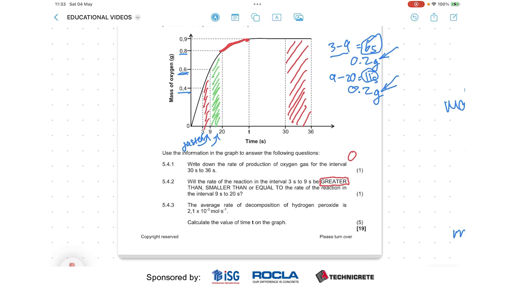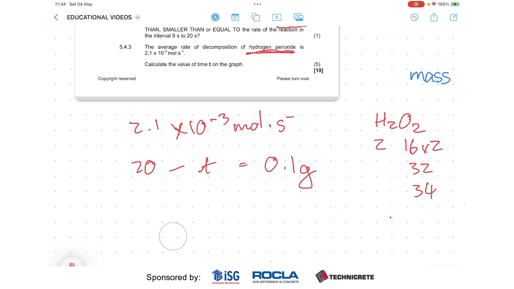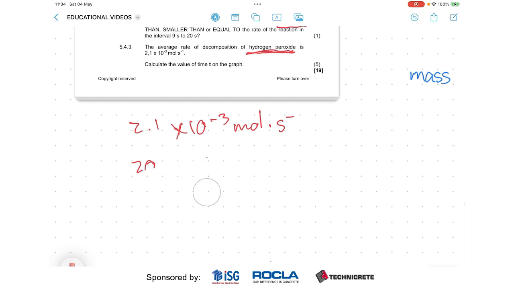Okay, so I went wrong because here they give us the decomposition of hydrogen peroxide, but the graph is in terms of oxygen. That's what I got wrong. What has happened here is I've got my wires crossed, and it's a 5-mark question. So it's really easy to get confused on these questions, especially the long ones that involve a lot of calculations. So yeah, you have to be careful.